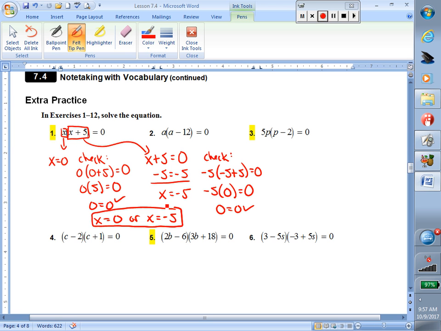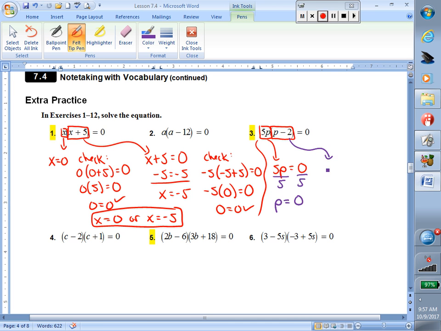Why don't you pause here and see what you can come up with for the solutions to number 3. In number 3, I'm multiplying together 5p times p minus 2. If I can make 5p or p minus 2 equal to 0, my whole product will equal 0. So 5p, what can go in for p to make that equal to 0? Divide both sides by 5. 0 divided by 5 is 0.